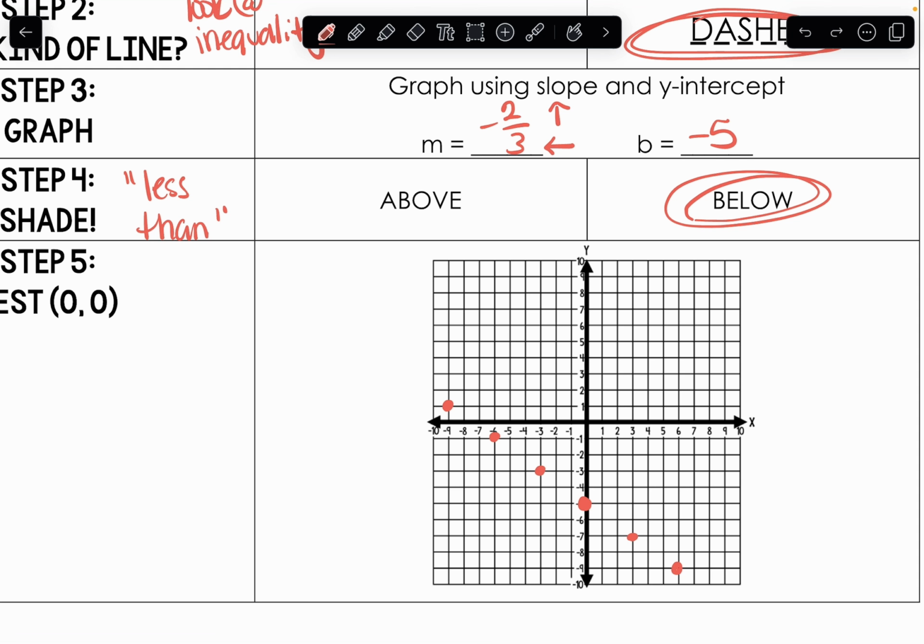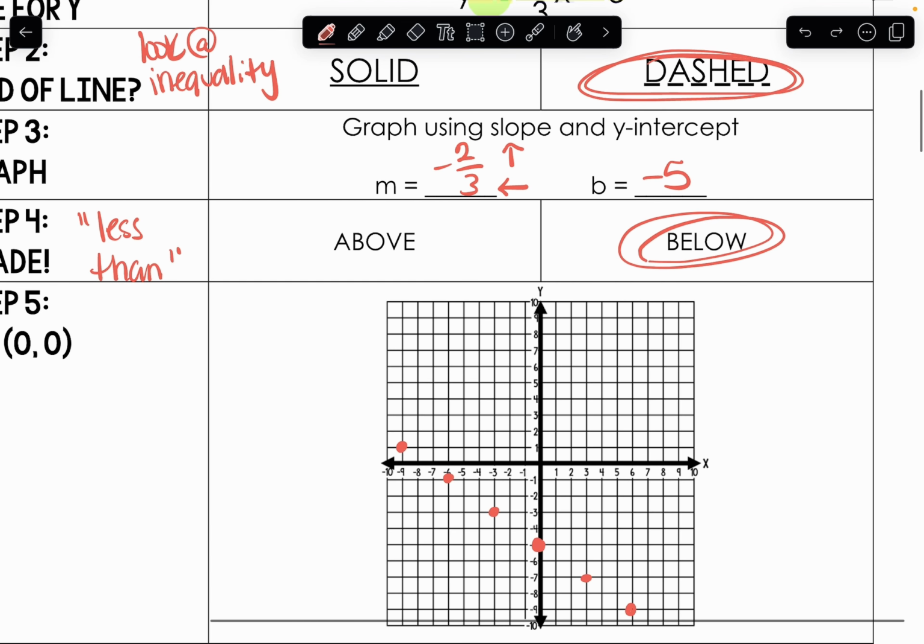Now here's the trick to drawing a dashed line. What you want to do is just draw little hash marks in between those points, but you have to make sure that the line is not connected. There has to be visible gaps there, okay, for it to be a dashed line. Now we're going to shade below.